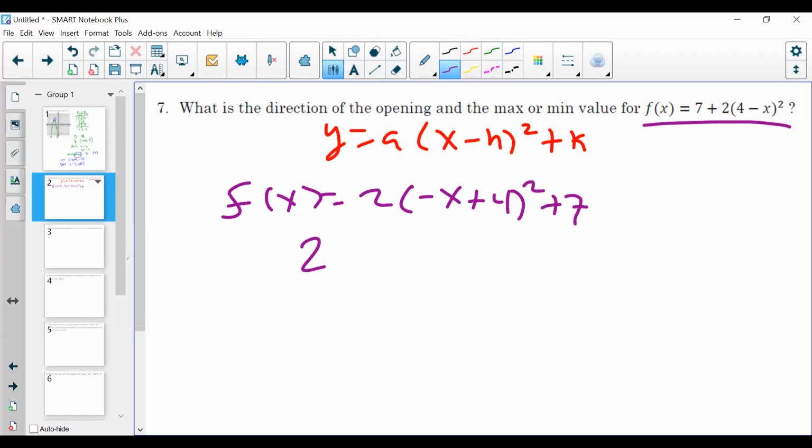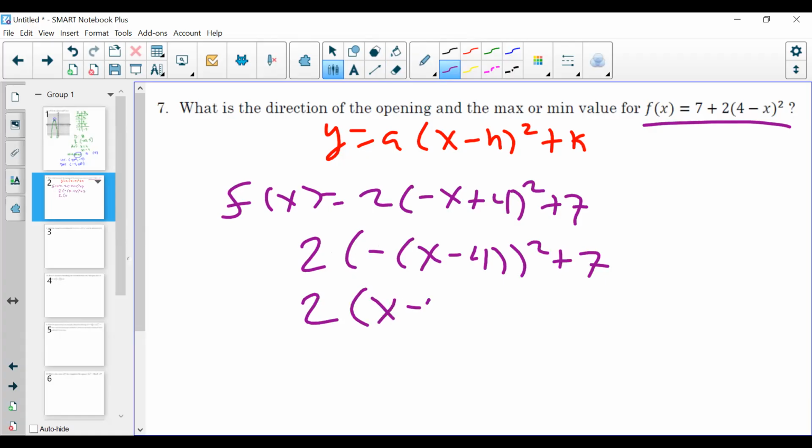So I have 2 times negative of x minus 4 squared plus 7. And this negative kind of just goes away, right? You can square the negative and take it out. So you have 2 times x minus 4 squared plus 7. So anytime we're talking about properties of a quadratic, always put it in this form first. And once you have it in this form, then we can start talking about its properties.